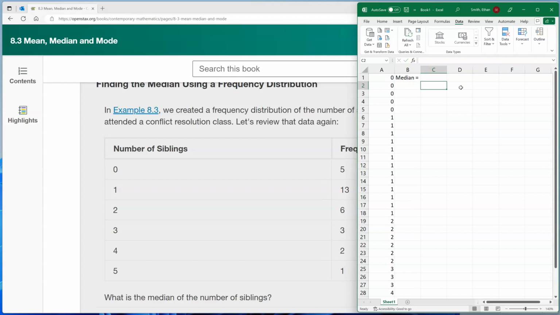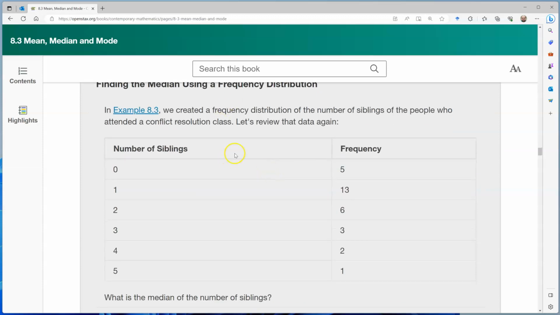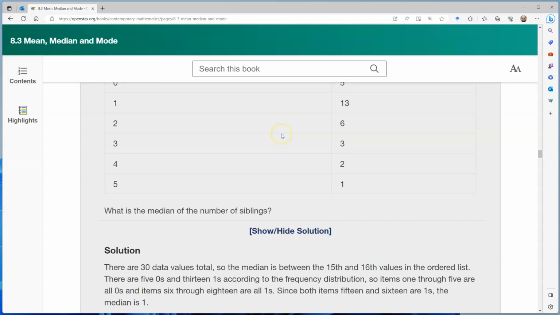So if we wanted the mode, we can do mode. I would always default to mult just in case you have more than 1. I don't think this has, no. So the mode is also 1. And we'll do the median in just a minute. But that's how you can do median either by hand or using Excel with this type of problem when you have a frequency distribution.